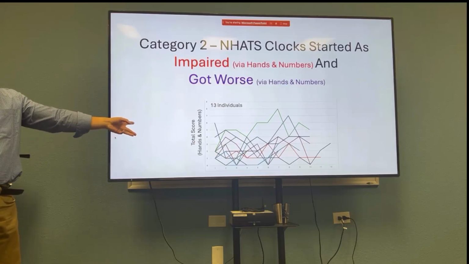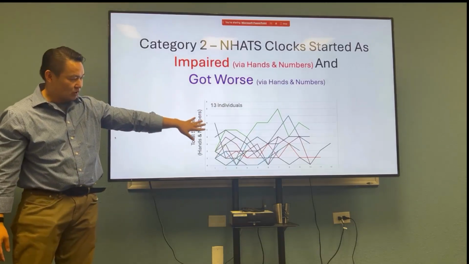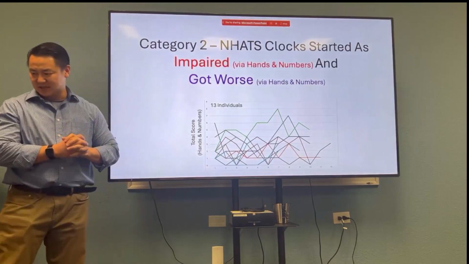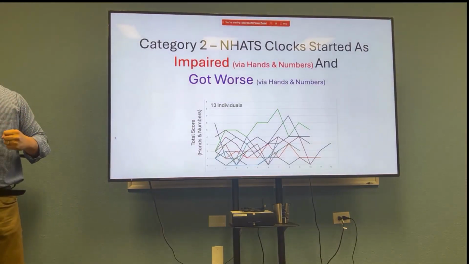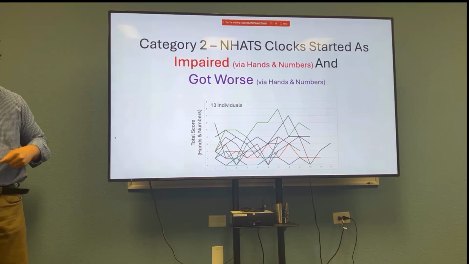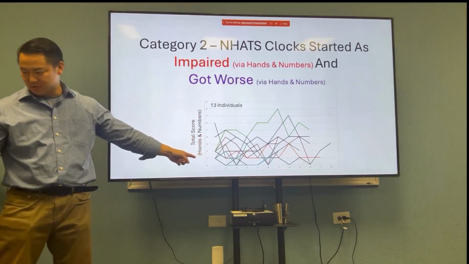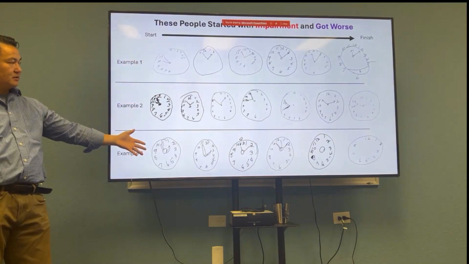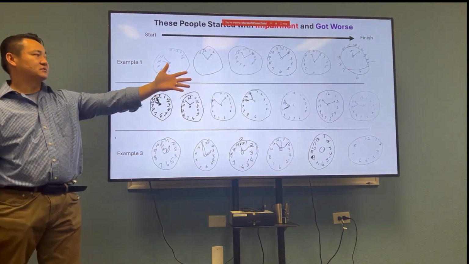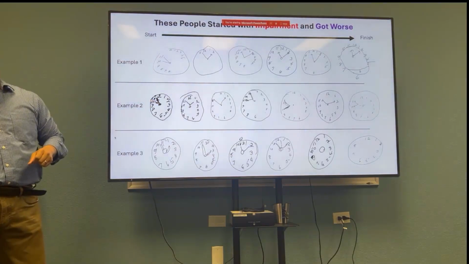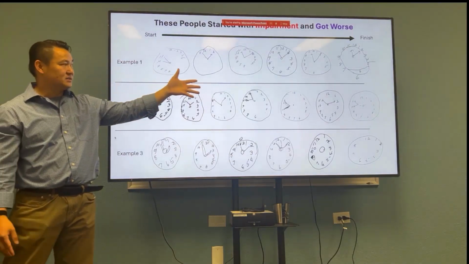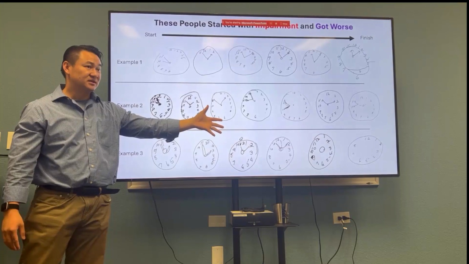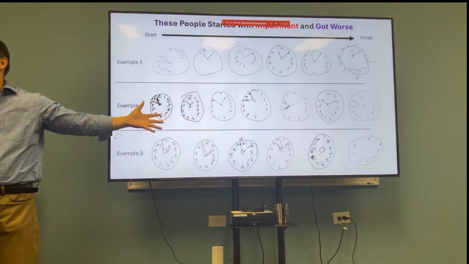Now I'm going to show you clocks for people who started with impairment and got worse, because dementia tends to get worse unless you get treatment and make behavioral changes. We know they got worse through their hands and number scores. Here's an example of some who started with cognitive impairment and just got precipitously worse each year as part of the study. Again, they don't recognize that their clocks are odd. To them, it's just a clock, and they drew it correctly.